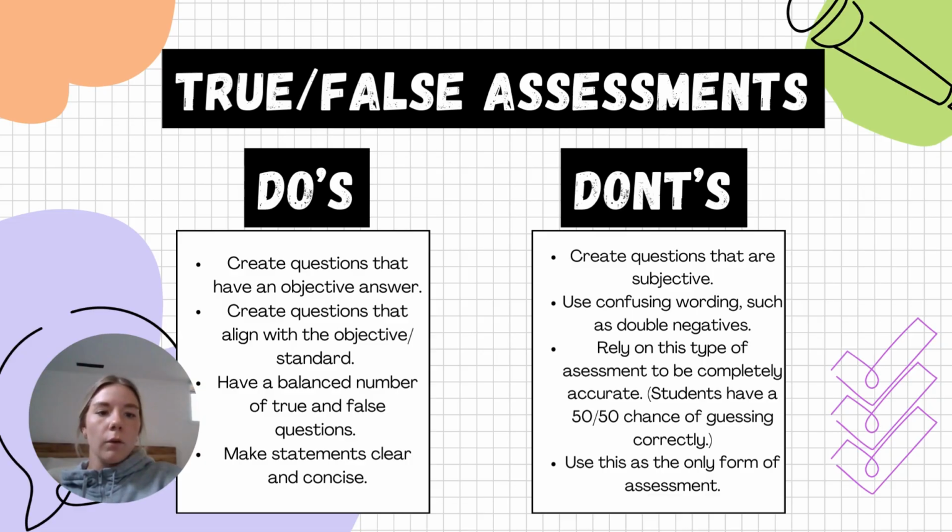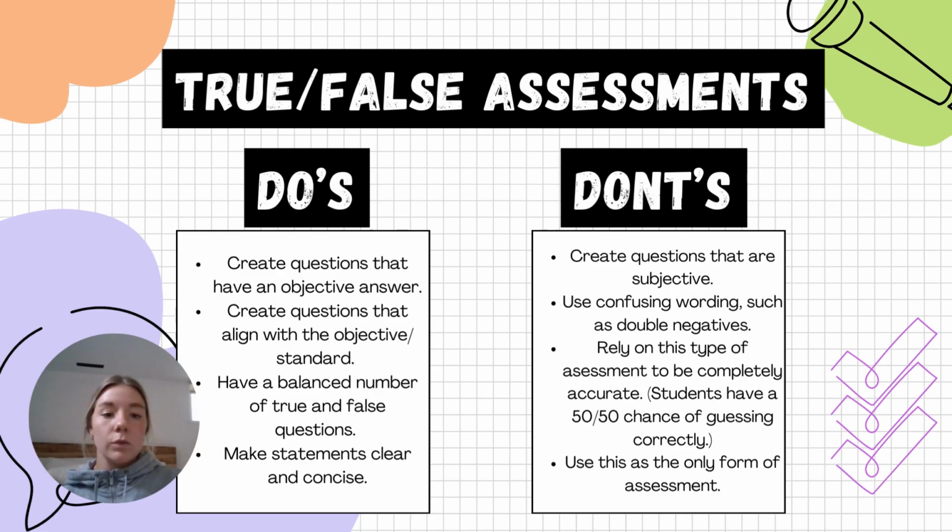Next, you want to avoid using confusing wording such as double negatives. So, for example, it is not untrue that the sky is blue. See how there's like not and untrue? That type of stuff sounds really confusing and it can be hard for students, even teachers, to understand the kind of wording. So you want to avoid double negatives and any kind of confusing wordings.